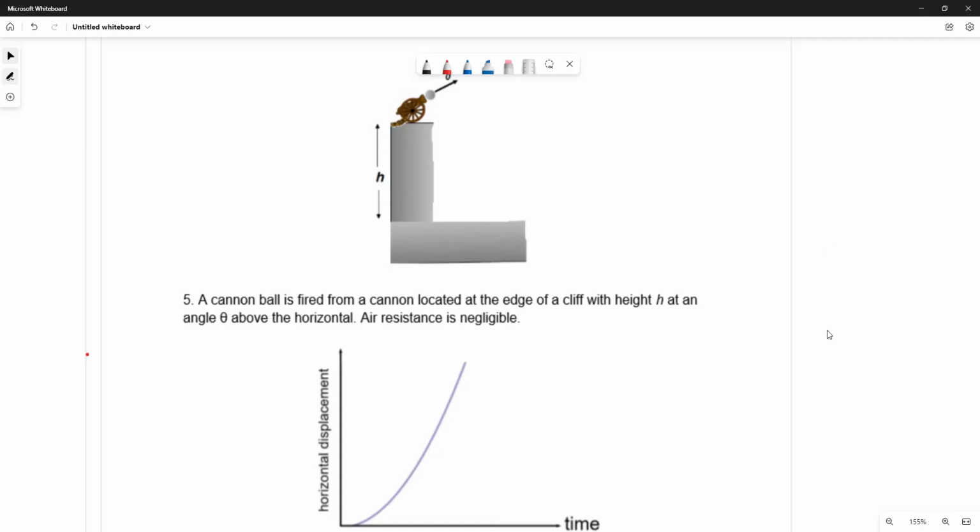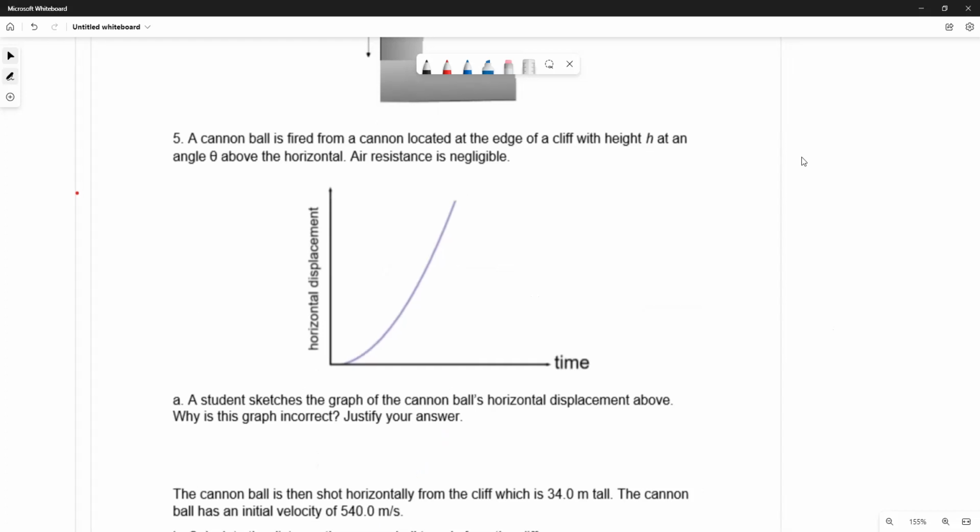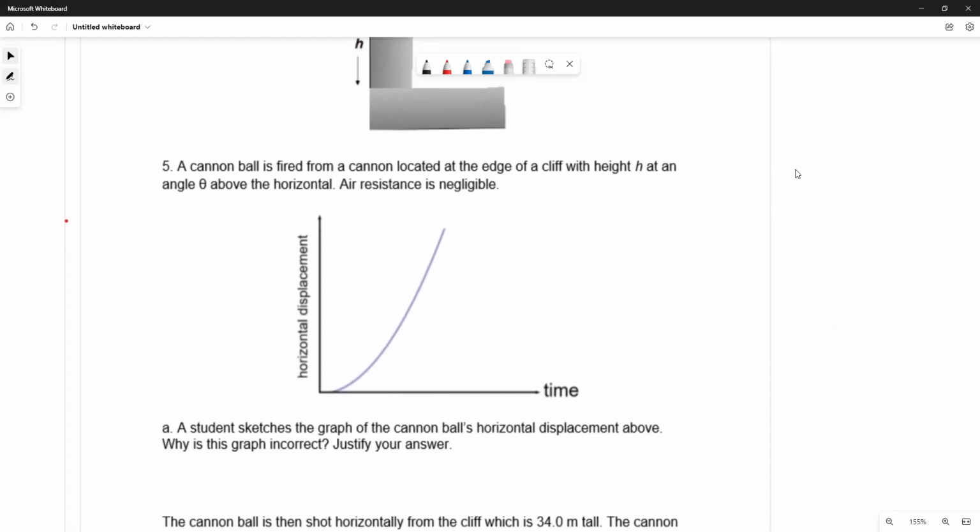For number 5, a cannonball is fired from a cannon located at the edge of the cliff with a height H at an angle theta above the horizontal. Air resistance is negligible. You're given this graph. Again, we're asked what's wrong with this and to justify our answer. This is not a constant slope. This is an accelerating object.